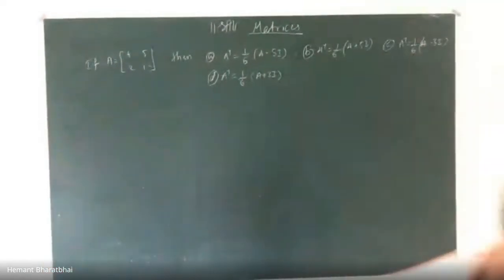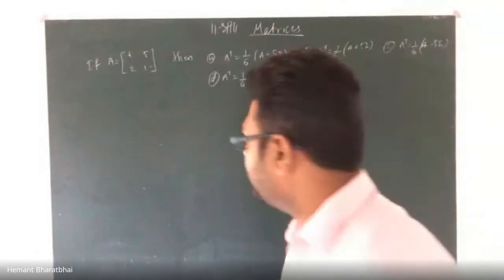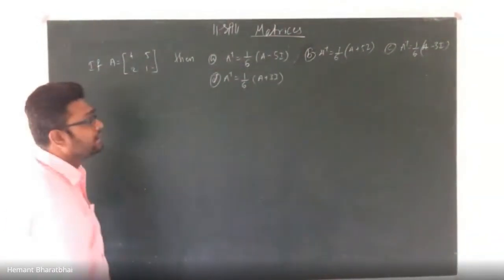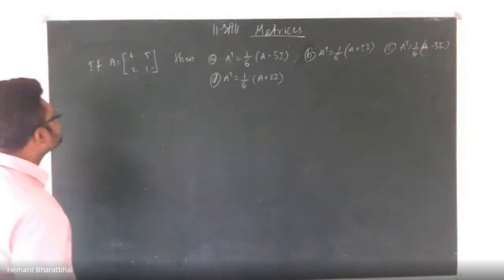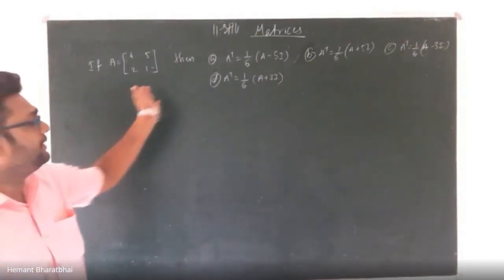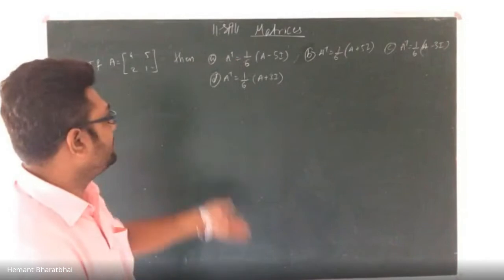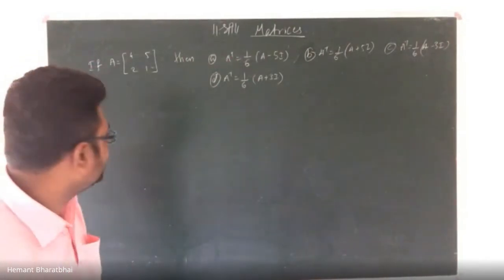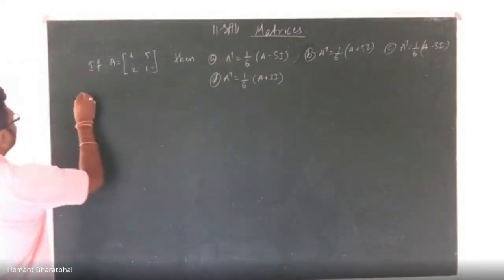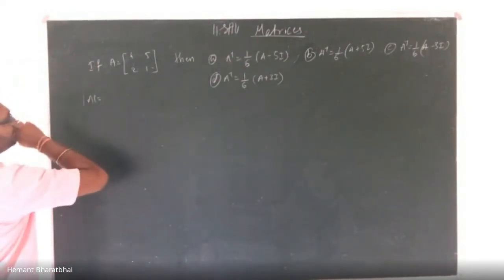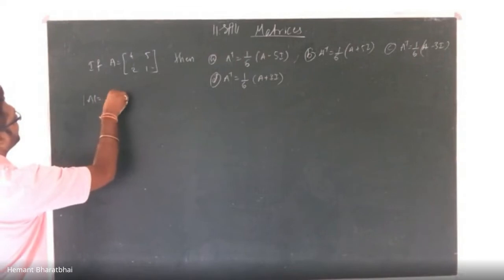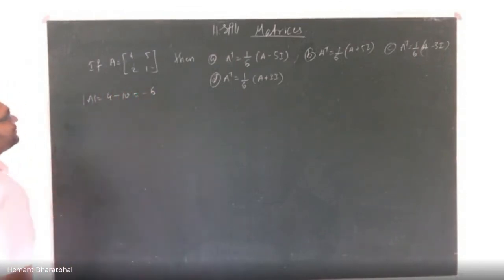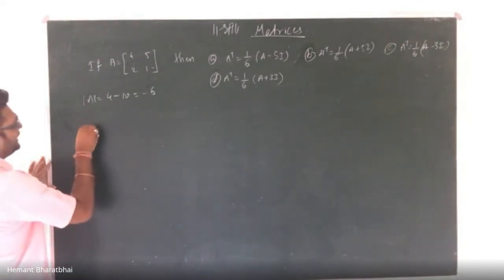So let's try to solve this and find out which of the options are correct. Every option has A inverse and 1 by 6. It means that we will have to find out A inverse first. And let's find out the determinant of A. What we get will be 4 minus 10. So I'm getting it as minus 6. And the adjoint of A.